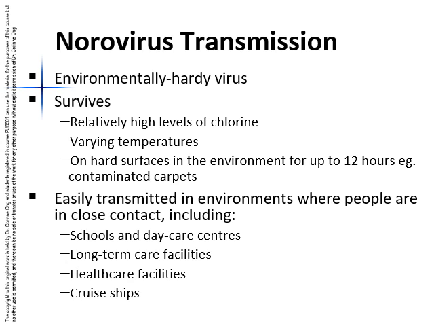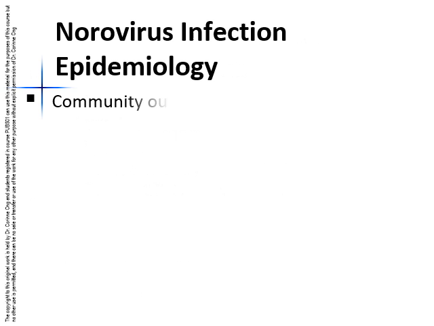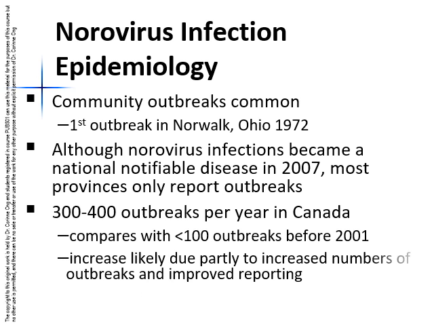The virus is easily transmitted in environments where people are in close contact, including schools and daycare centers, long-term care facilities, healthcare facilities, and cruise ships. As I mentioned previously, the first outbreak of norovirus was identified in Norwalk, Ohio, nearly 50 years ago. In Canada, although norovirus infections became a national notifiable disease in 2007, only outbreaks are reported by most provinces and territories. There are around 300 to 400 outbreaks a year in Canada. This has increased considerably from less than 100 outbreaks before 2001.